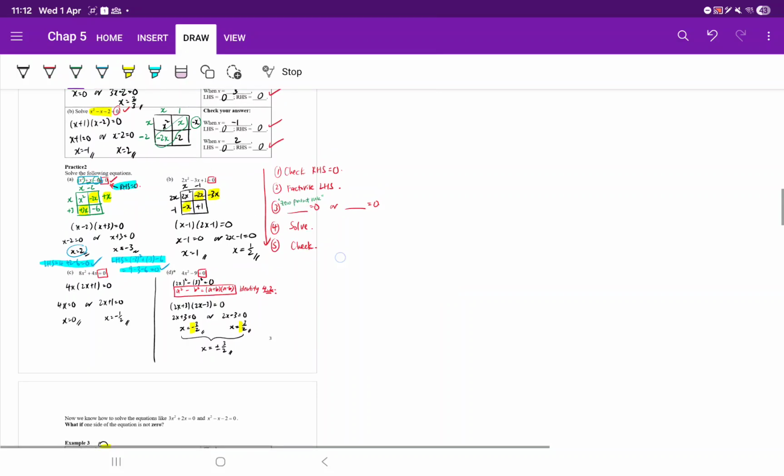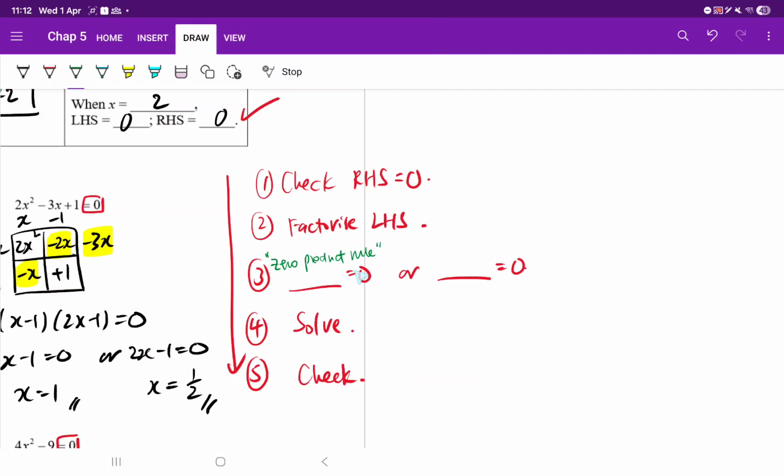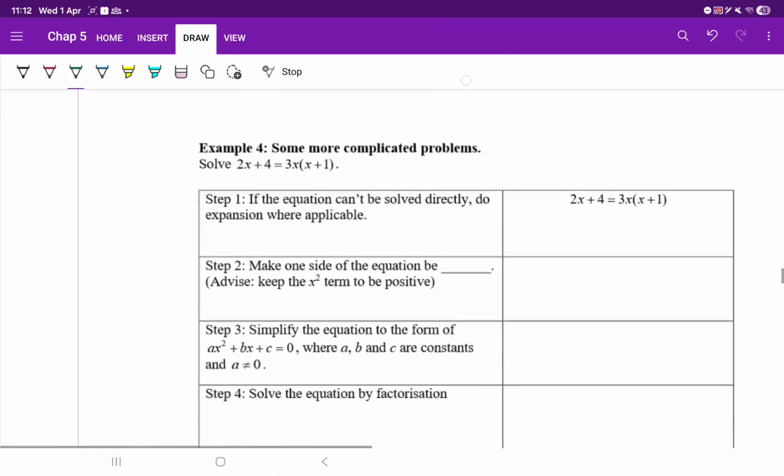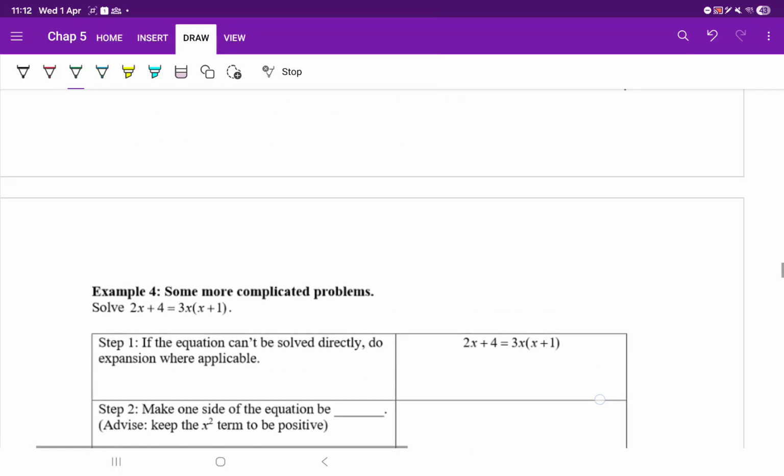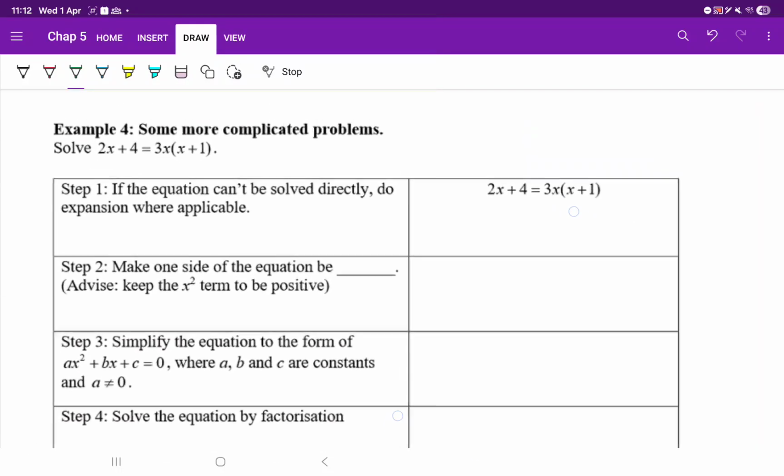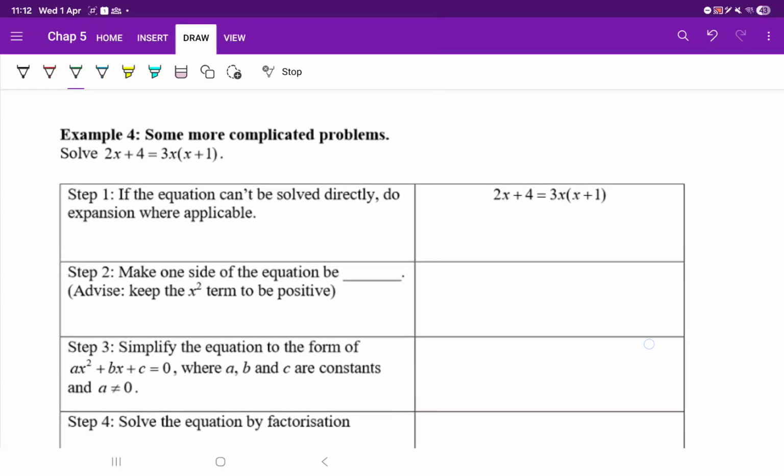Yeah, finally, back to this question. Once you have gotten this, you solve it and you check your answer. All okay? Okay, then we continue with today, which is at example 4, which is I think page 5, right? Yeah. Okay, more complicated problems.